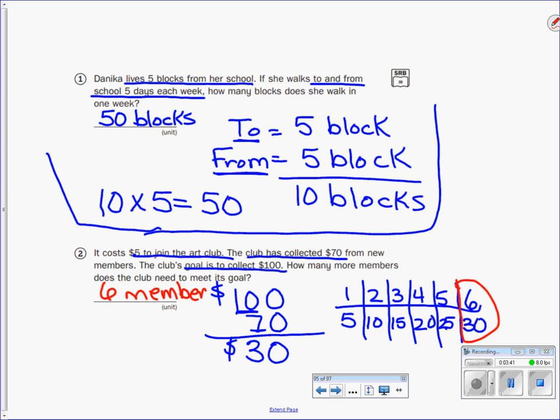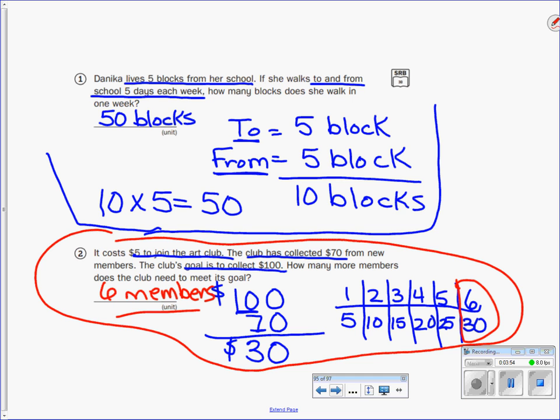Boys and girls, once again, doing these multi-step problems can be a little bit more difficult, and you need to maybe sit, and as you're doing it, just like I did, walk yourself through the strategy. All right, that concludes 5.10.